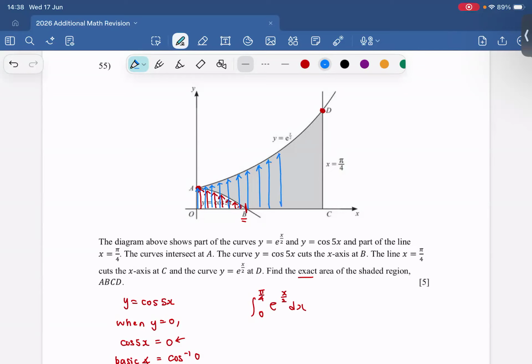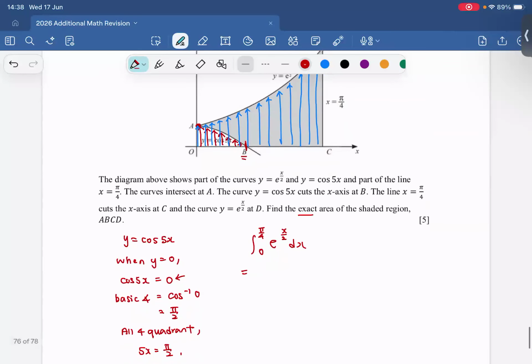So you can see when I integrate from 0 to pi over 4, I draw an arrow from the axis until I touch the curve. Then this is the entire area that I'm finding. So how to integrate e power this? It remains the same. You differentiate the power, x over 2. You differentiate x over 2, it is actually half.